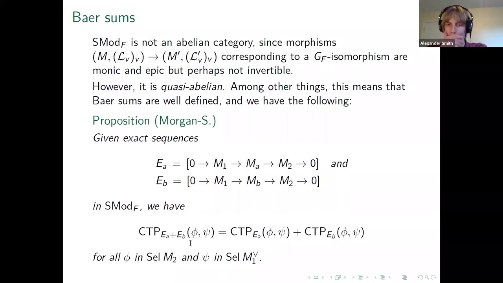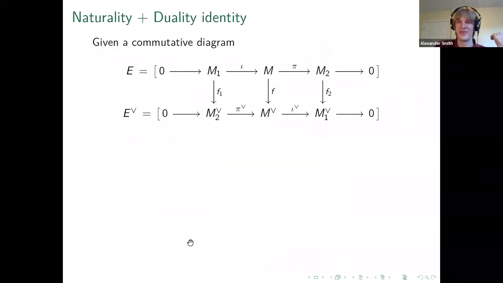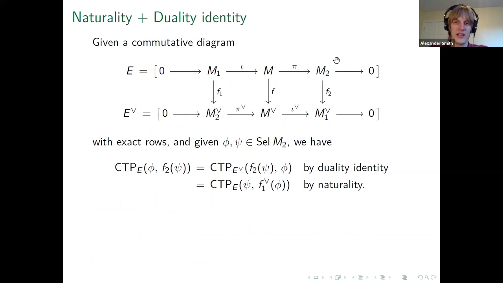Here's another, here's sort of, I think, the main one. What happens when we combine naturality with the duality identity? What happens is we now have two ways to compare the Cassels-Tate pairing for E with E check. Because if we have phi and psi in the Selmer group of M2, then we can use the duality identity to switch the order of phi and psi showing up. So that's what we do here. We get something in E check, but now we have naturality to go from this exact sequence to this. And so the Cassels-Tate pairing of E of phi and F2 psi equals the Cassels-Tate pairing over E again of psi and F1 check phi.